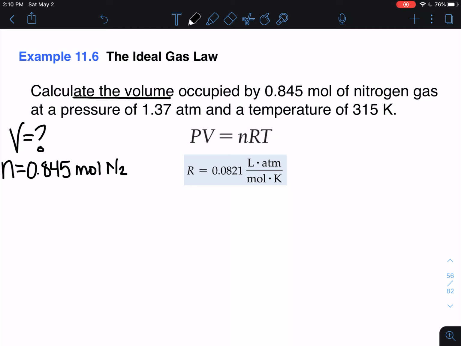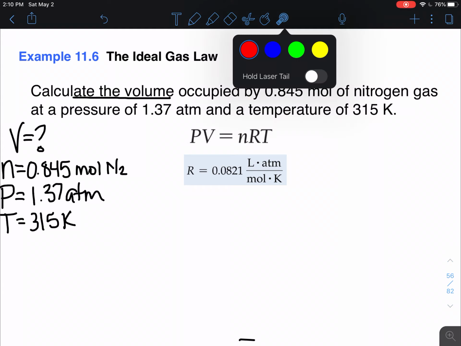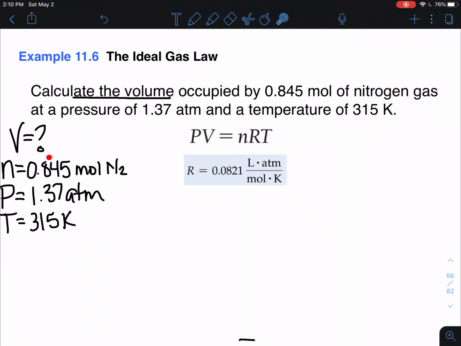So calculate the volume occupied by 0.845 mole of nitrogen gas at a pressure of 1.37 atm and a temperature of 315 K. This problem is super simple because we don't have to change or convert any of these units. They're all in the appropriate units: Kelvin, atm, and moles.